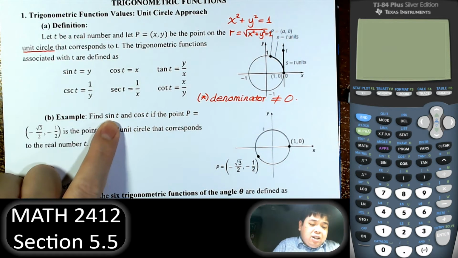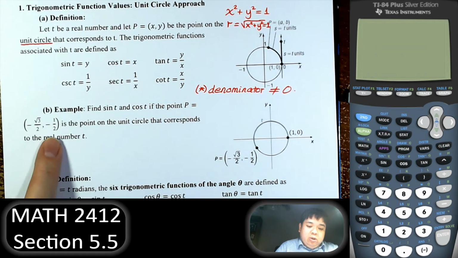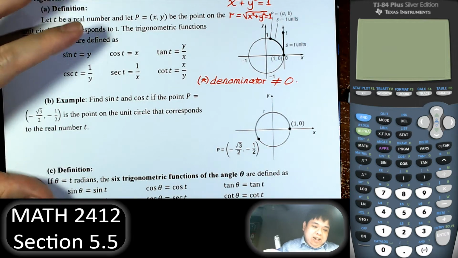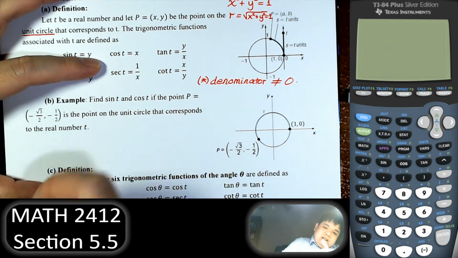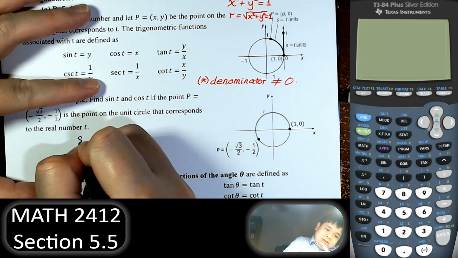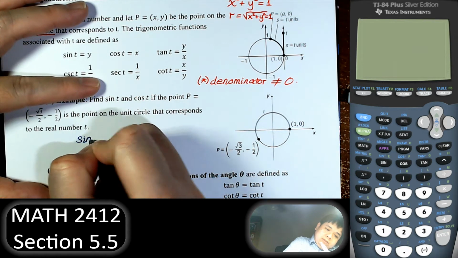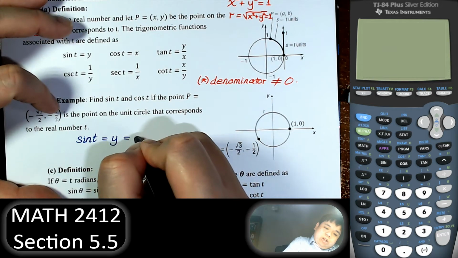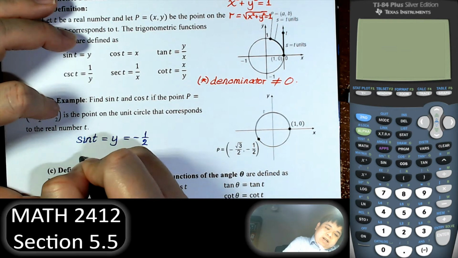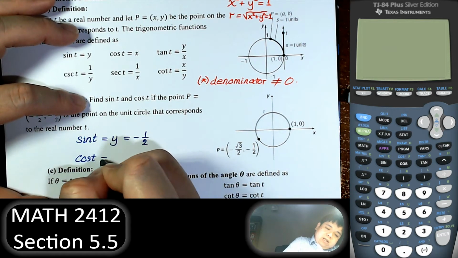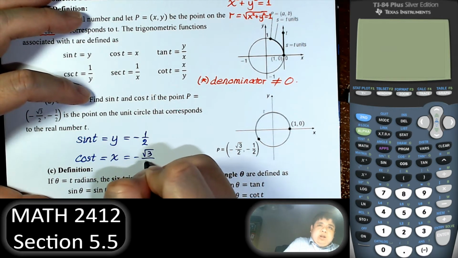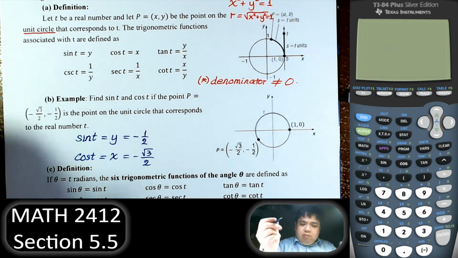Now, find sine t and cosine t if the point is equal to that point. Now it will be easy, right? We have sine of t is equal to y, which is equal to negative 1/2, and cosine of t, which is equal to x, is negative square root of 3 over 2. So it's no big deal. So what is the big deal here?